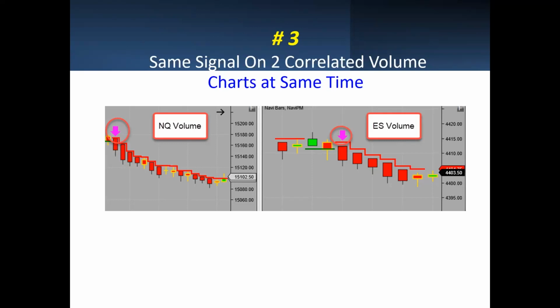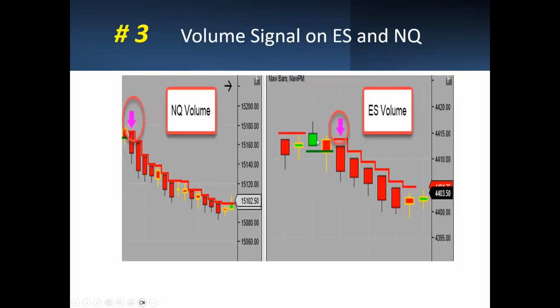All right, so these are correlated markets giving you the same signal here on both volume charts. Here's another example of the same thing, NASDAQ and E-mini, both correlated sell signals.